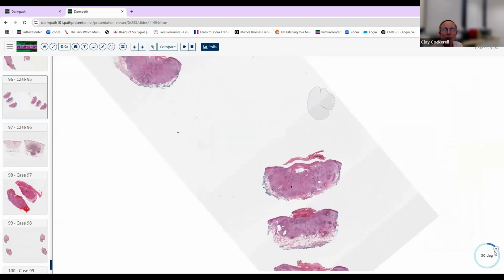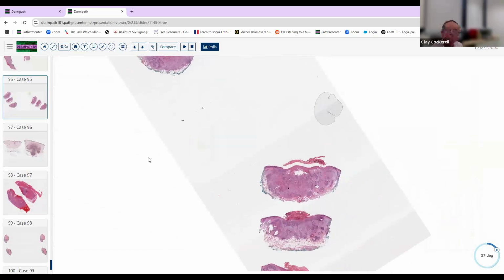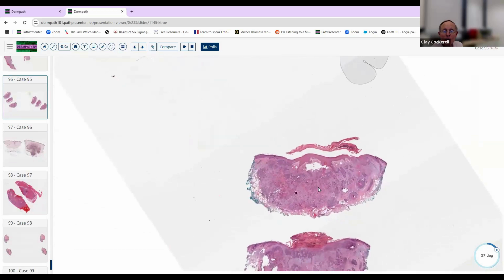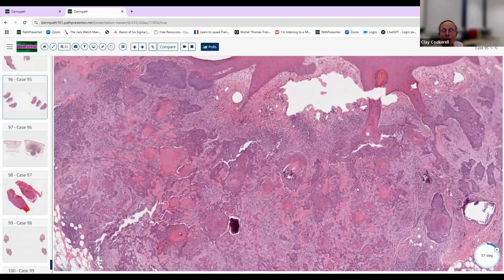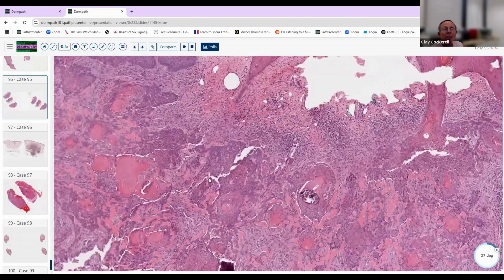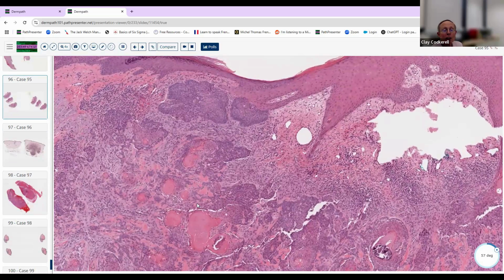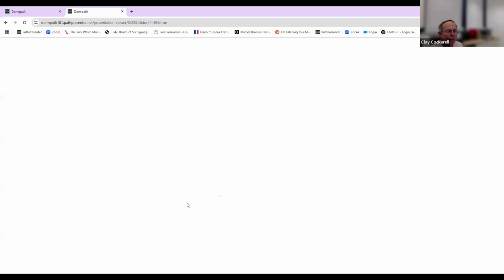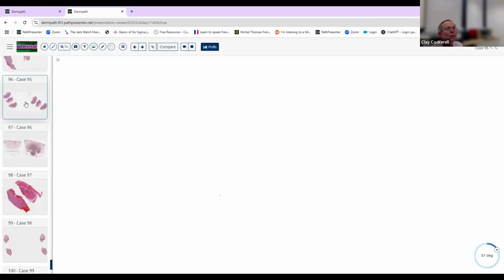It looks like kind of an incisional biopsy here. Neoplasm. Atypical keratinocytic proliferation. Some basaloid areas here, but we got all this squamous differentiation here. Lost our image for a second there.